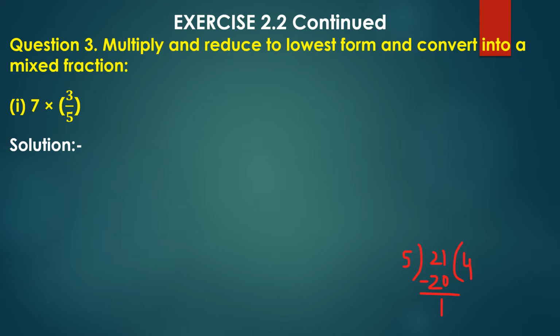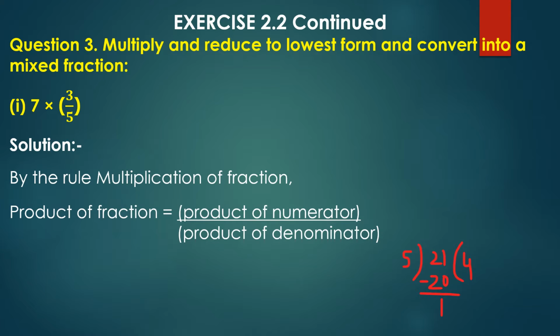The third question under exercise 2.2 is: multiply and reduce to lowest form, and convert into mixed fractions. There are a few sub questions under this, and we have to multiply those, reduce to the lowest form, and finally convert it into mixed fractions. Now let us consider the first sub question under question number 3, 7 into 3 by 5. So this is the given question. Now what we have to do is multiply these two, reduce to lowest form and convert it into mixed fractions.